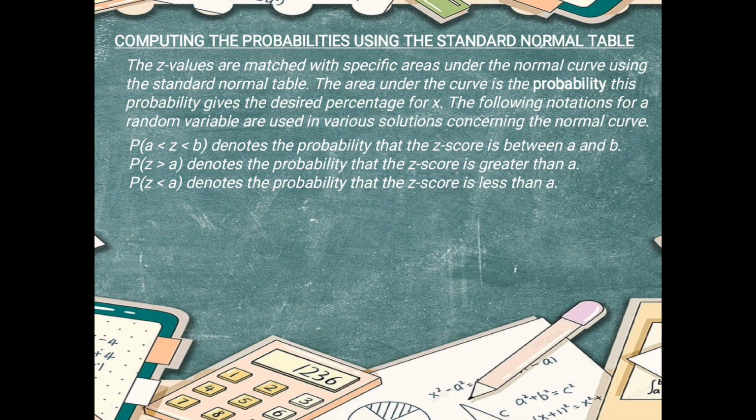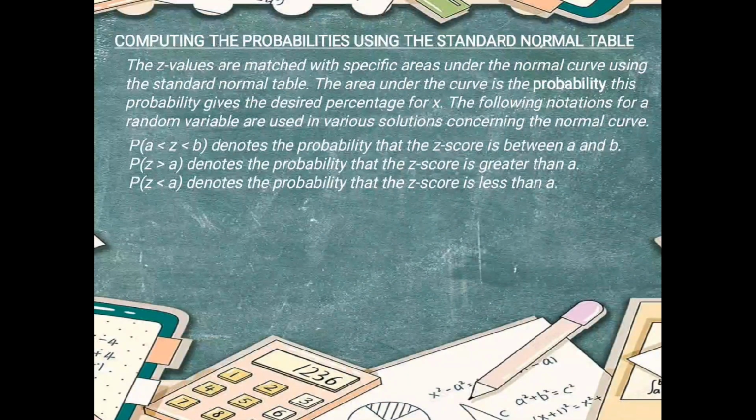Here's another topic: computing the probabilities using the standard normal table. The Z values are matched with specific areas under the normal curve using the standard normal table. The area under the curve is the probability. This probability gives the desired percentage for x.